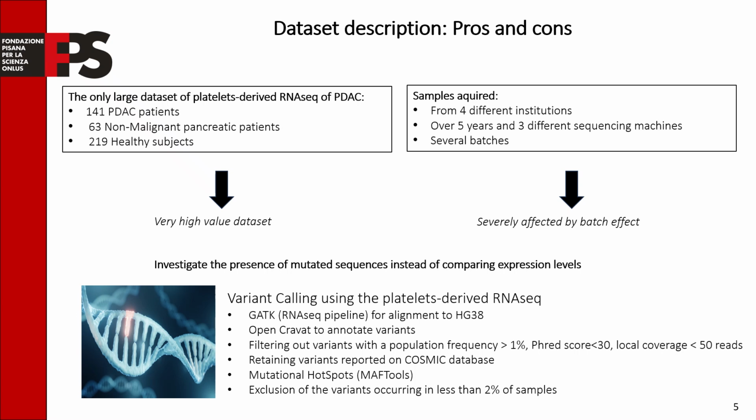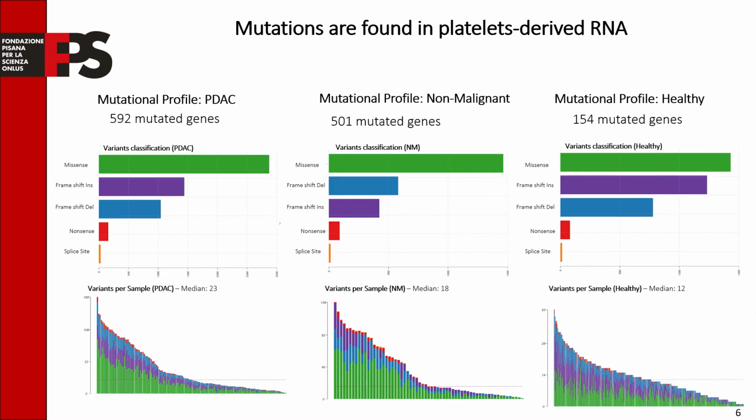Our dataset involved the RNA of the platelets, and on this RNA we called the variants with a pipeline tuned for variant calling for RNA-seq. We extracted the mutations in all the groups, so PDAC, non-malignant and healthy, and we found mutations in all of them, but of course the highest rate of mutations was found in PDAC.